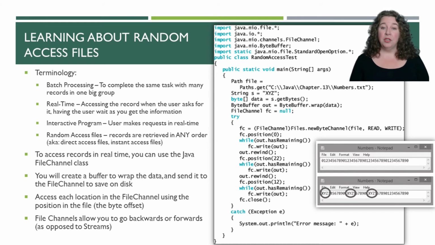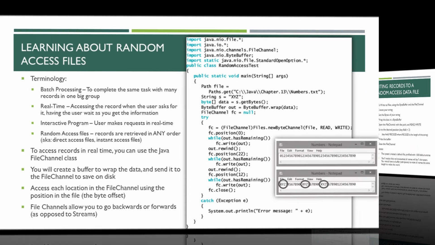So you create a buffer to wrap the data, and then you send it to the file channel. So we talked about buffers. In this case, we made a byte buffer that we wrapped our data in, and then we sent it to the byte channel. And then we were able to move around in that byte buffer and access each location using the position, which is the byte offset. The great thing with file channels is they let you go forward or backwards or left or right or up and down. They let you move around. Normally with streams, you just go straight. So you start from the top and you go all the way to the bottom.